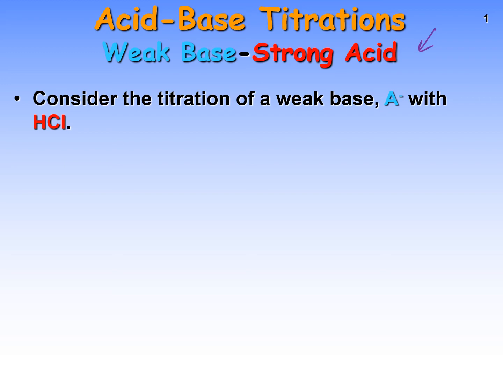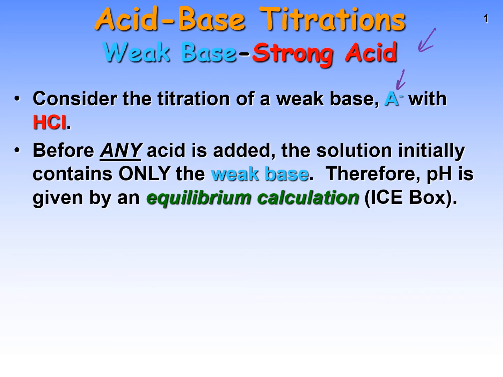All right, so let's say we have some weak base, we'll call it A-, and it's reacting with HCl, a strong acid. Before any acid is added, the solution initially contains only the weak base, and therefore our pH is pretty much just given by an ice table calculation. We can use the weak base to calculate the OH- concentration. This will allow us to get the pOH, then get the pH from there.